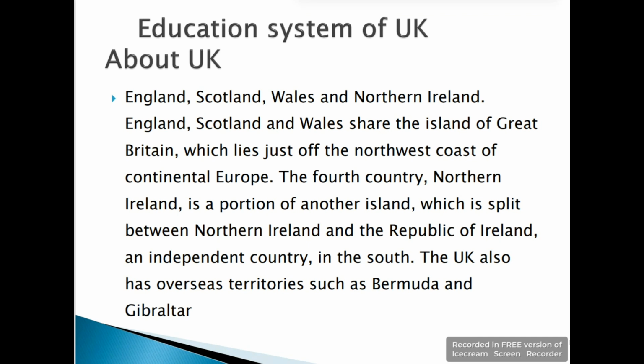The UK is located in England, Scotland, Wales and Northern Ireland. England, Scotland and Wales share the island of Great Britain, which lies just off the northwest coast of continental Europe. The fourth country, Northern Ireland, is a portion of another island which is split between Northern Ireland and the Republic of Ireland, an independent country in the south. The UK also has overseas territories such as Bermuda and Gibraltar.